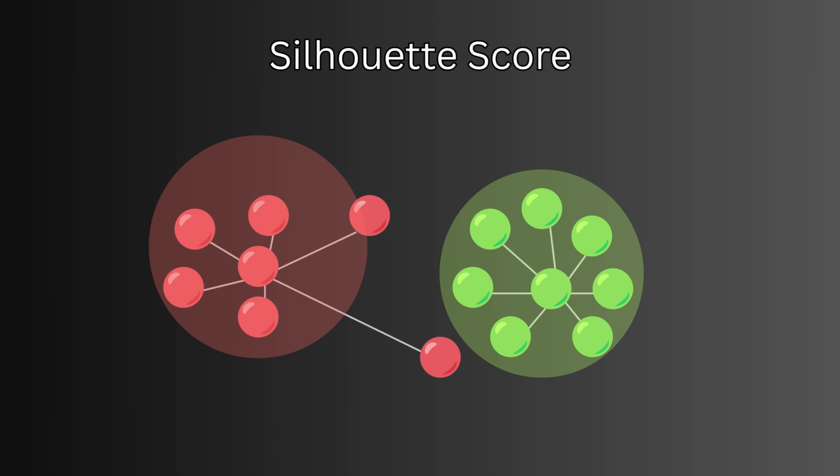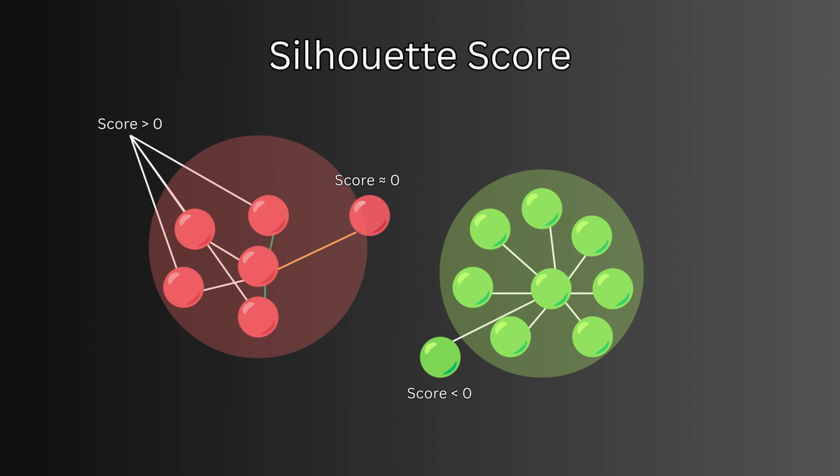If a point sits deep inside its cluster, far away from the others, it gets a high score. If it's hovering near a boundary, or worse, closer to another cluster, the score drops. Scores range from -1 to 1. Values near 0 mean the point isn't sure where it belongs. Negative values usually mean it's in the wrong cluster entirely. By averaging the silhouette scores of all points, we get a single number telling us how well-defined the clusters are. The k with the highest silhouette score is typically the most meaningful.